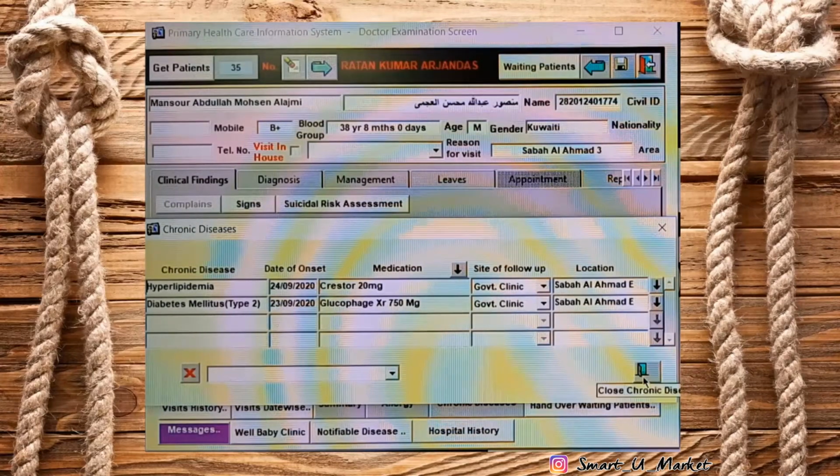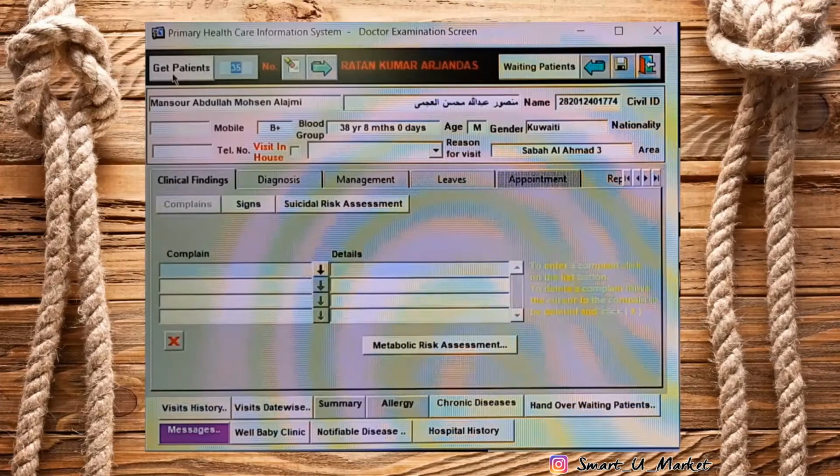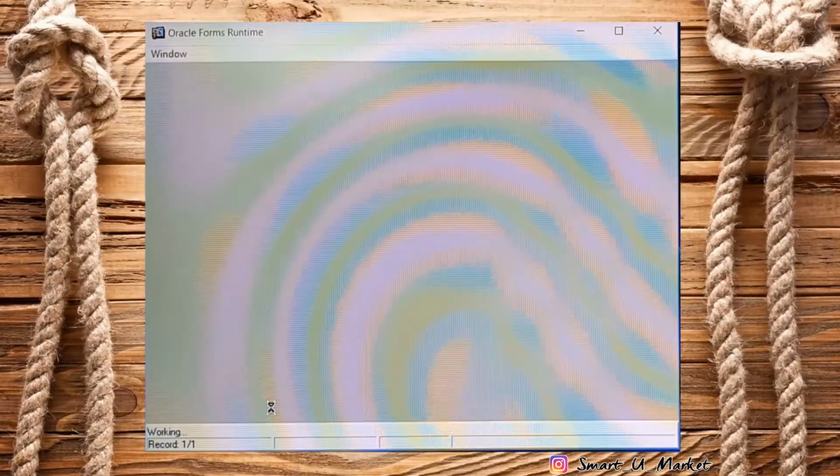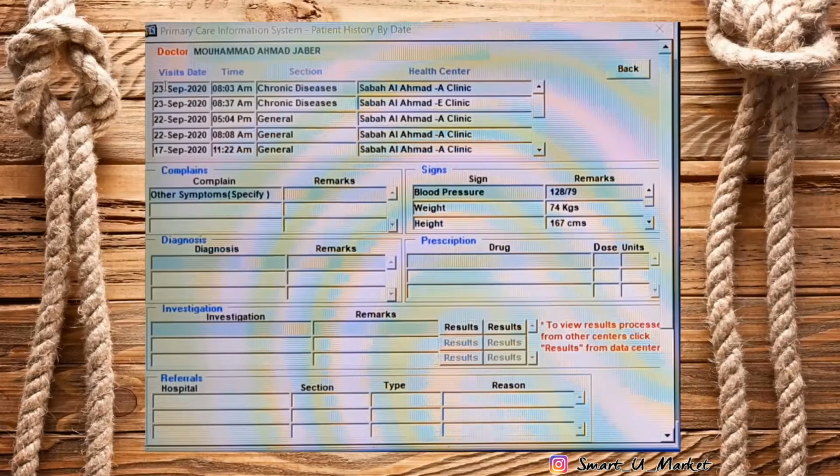After taking the patient, all the data of the patient appears in the system: the name, age, gender, and the area he or she belongs to, with their civil ID. So what should we do first? The best option is to go to the patient visit data wise. When we click visit data wise, we will find when the patient last visited the clinic.